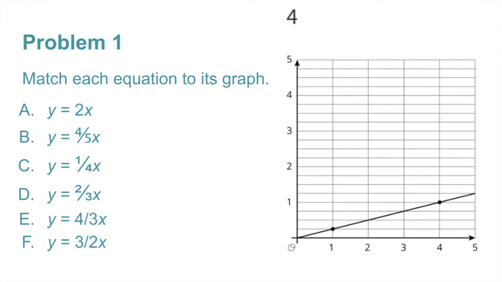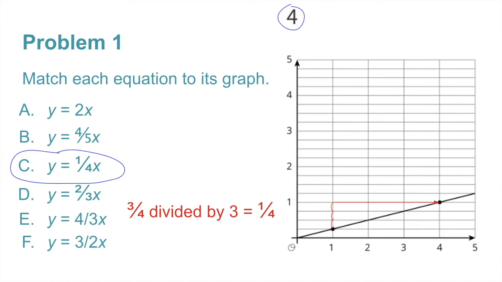The fourth graph. Going up, the units are divided into 4. Here's a rise of 1/4, 2/4, and 3/4. So the rise is 3/4 and the run is 3. With a rise of 3/4 and a run of 3, that's the same thing as 3/4 divided by 3. And 3/4 divided by 3 is 1/4. I would select C, y equals 1/4 x.